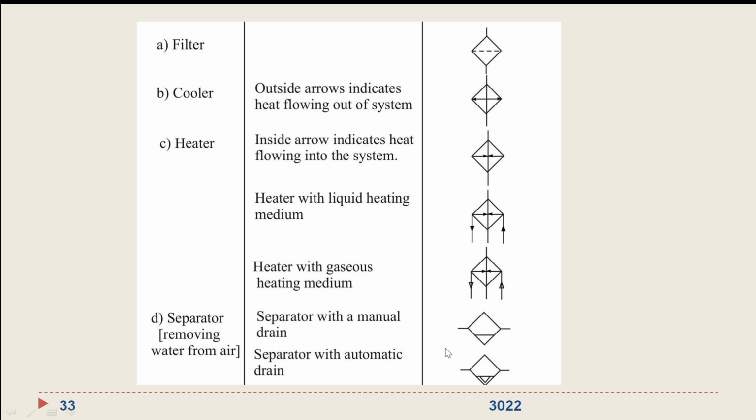In the separator, that is for removing water from air. With manual drain it is represented like this. With automatic drain it will be represented like this. Anyhow, there is a square in this particular shape and a horizontal line halfway below the horizontal diagonal. If there is no triangle inside, that means it is manual drain. If there is a triangle, that is automatic drain.